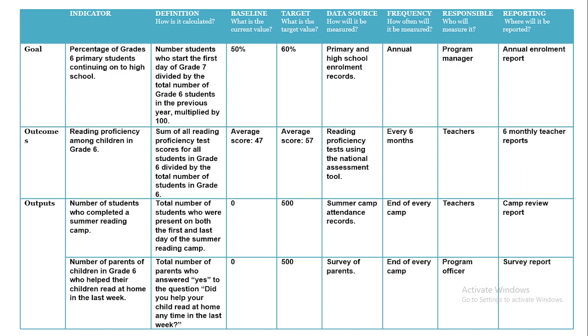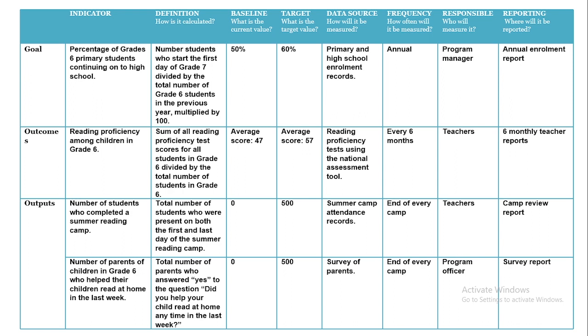Yeah, the total number of students who are present on both the first and last day of summer camp, and the total number of parents who answered yes. Yeah, baseline values, the 0 who have completed so far, and the target, they are targeting 500. Data sources are summer camp attendance records. Yeah, every end of camp is the frequency, and the person responsible is the teachers, and this will be fed into the camp review report.